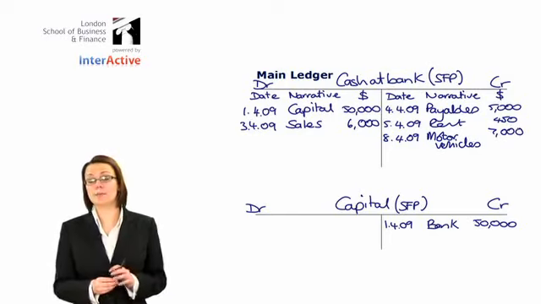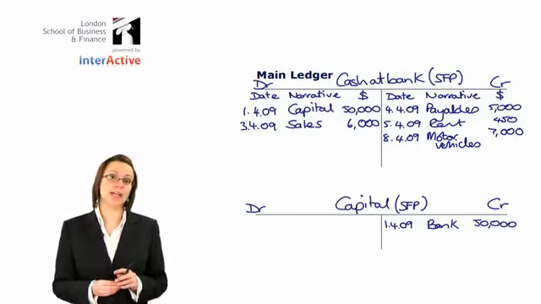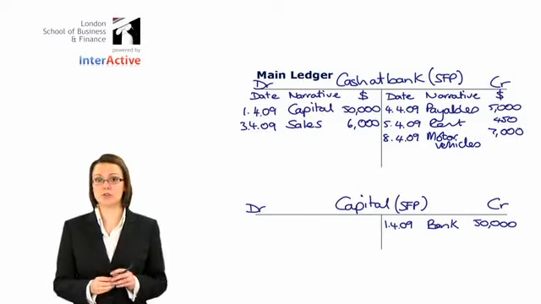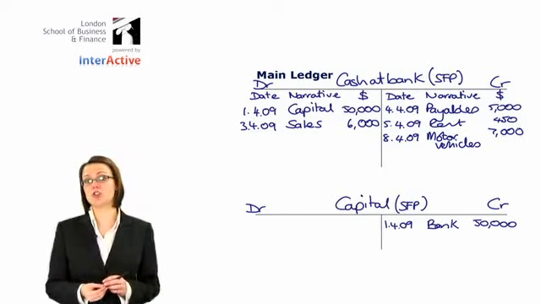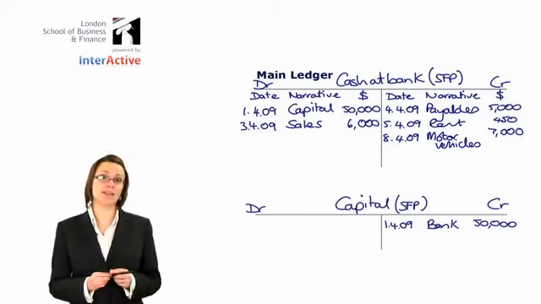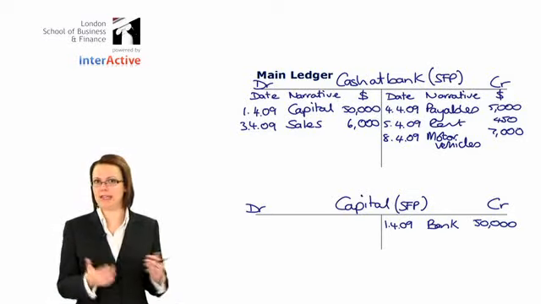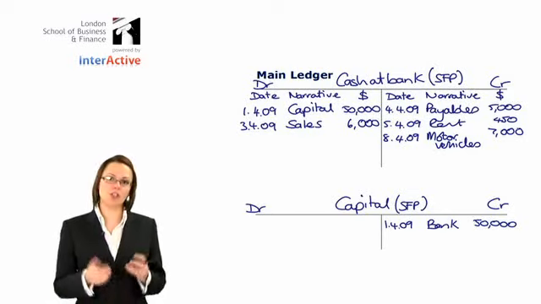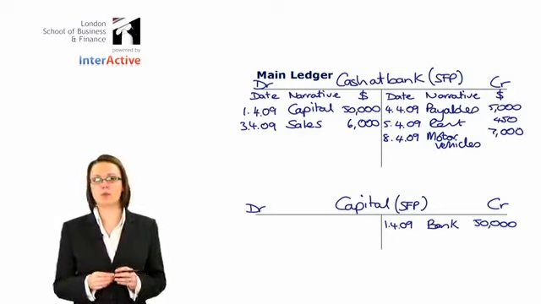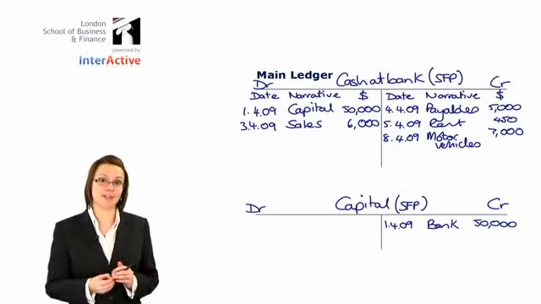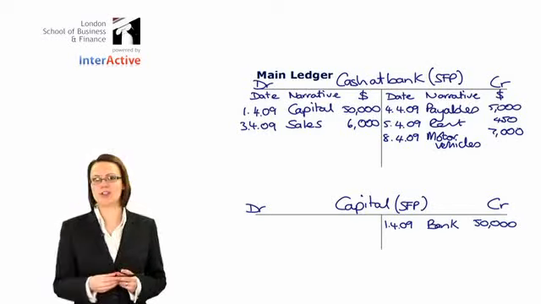And there you have it. We've completed the ledger accounts from the journals. Remember, the journal is a written instruction to the bookkeeper to update the ledgers. Well, that's what we've done. We've updated the ledger, the main ledger. So our next topic will be to then balance off these accounts, and that will be in our next recording.